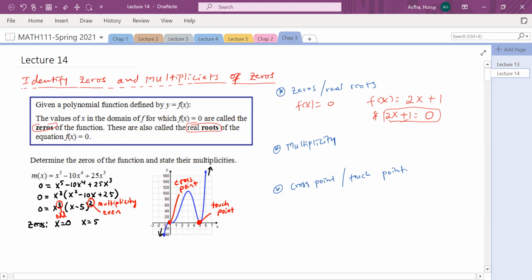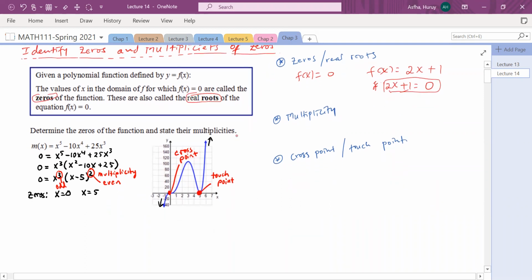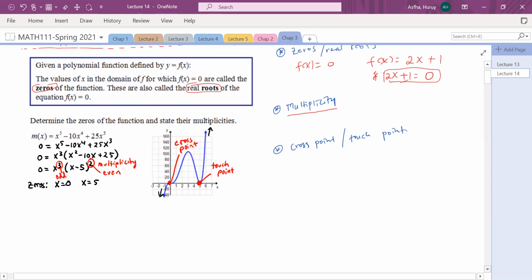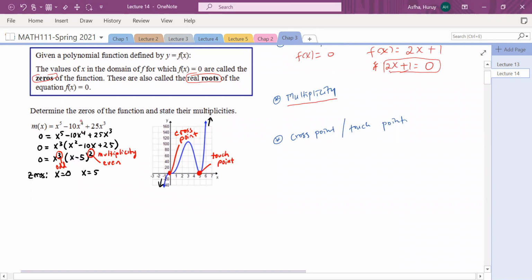And every root or every zero of a polynomial function has a multiplicity. Now, what is multiplicity? Multiplicity is the degree associated with the factor of that zero. For example, let's first try to find the zeros of this function. We have m of x equals x to the 5th minus 10x to the 4th plus 25x cubed.